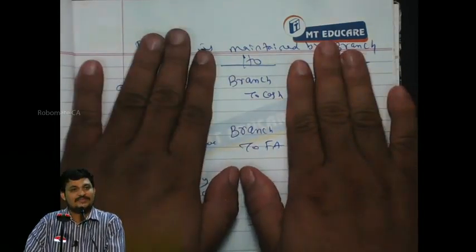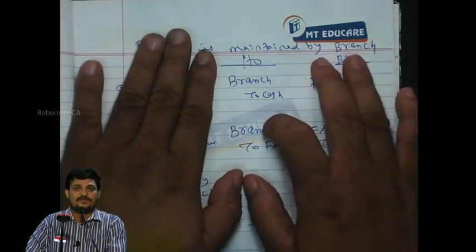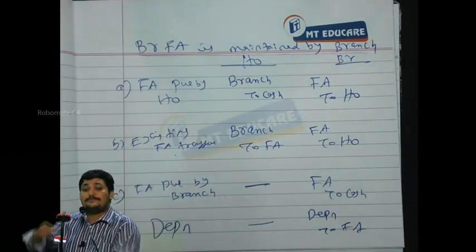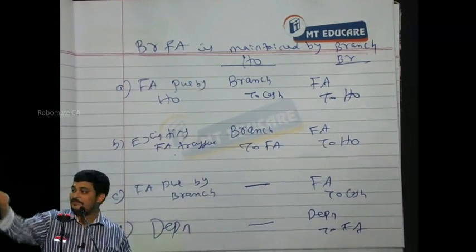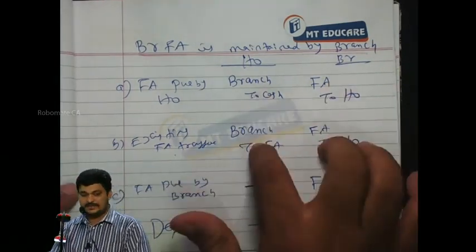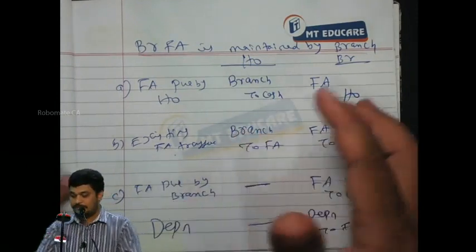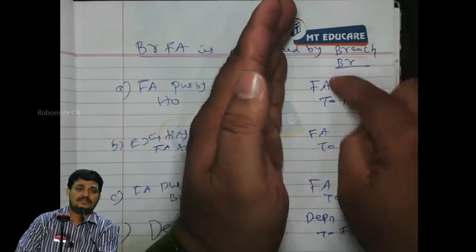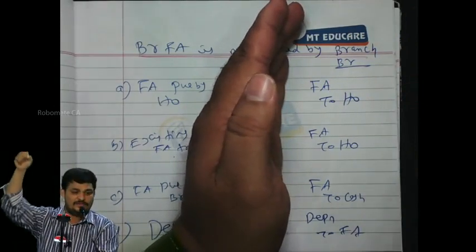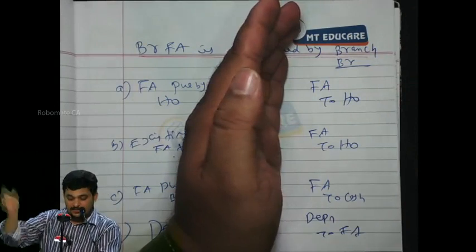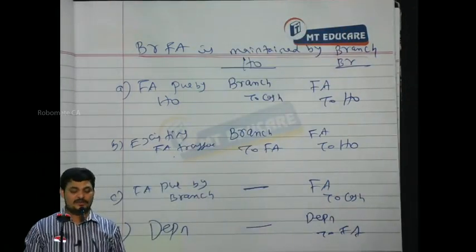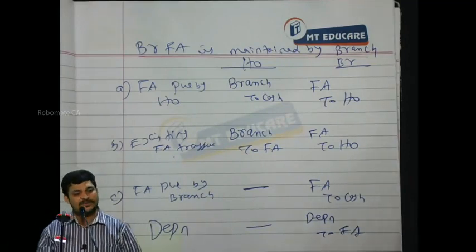Now listen carefully, friends. These entries are made by head office, because the head office is a party to the transaction. Head office paying cash or head office fixed asset going out, thereby we make the entry. Debiting whom? Branch. Branch will make the entry because they are recording the asset. If we are buying a normal purchase, it is fixed asset to cash, and depreciation to fixed asset.